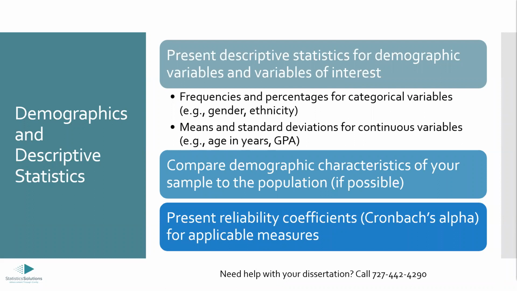And if applicable, you may need to present reliability coefficients, which is often just Cronbach's alpha coefficients for any survey instruments or applicable measures that you're using. So if you're using a survey instrument that consists of multiple items that are composited together to form some kind of score for a variable, then you may need to run a reliability analysis on those items to ensure that they are reliable in your sample.